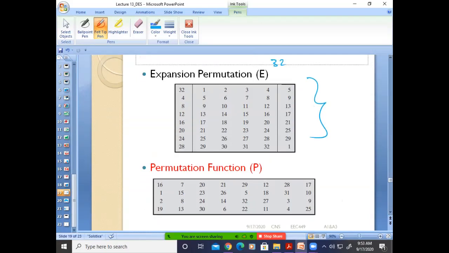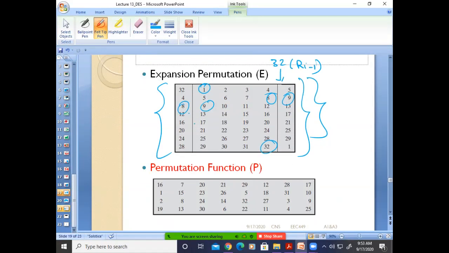32 bits from the right side, Ri-1, will go through the expansion permutation box. See here, 1 to 32. Here we are adding some extra bits, so there may be repetitions also. See, 8, 8, 9, 9, etc. Based on some repetitions we can expand, just adding some extra bits.